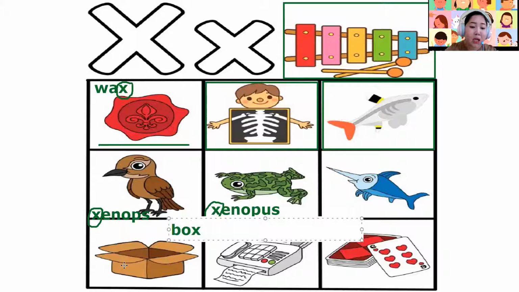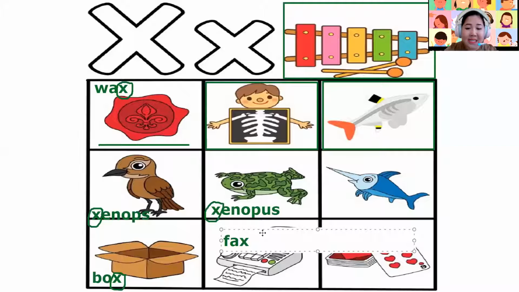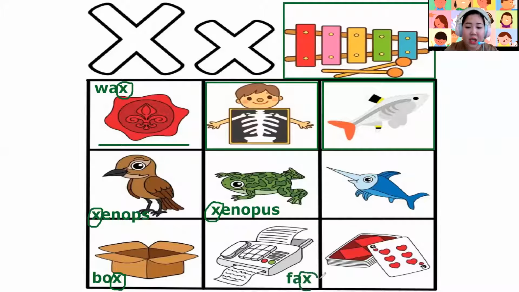And for the word that has the x, x sound in the end again, we have our box. Box. The x sound is in the end, just like in wax. And we also have our facts. Facts. The x sound is also in the end. So we have words that begin with the letter X, just like xylophone, X-ray, X-ray fish, xenops, and xenopus. And we also have words that end with x, just like wax, box, and fax.